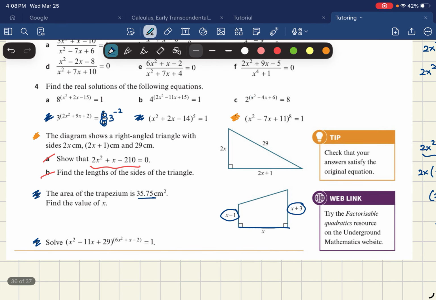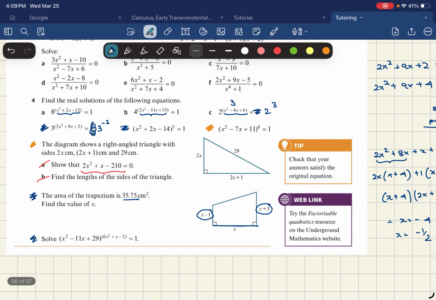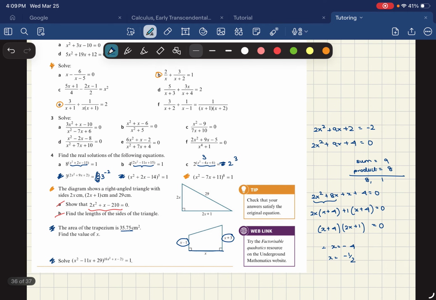So what about C? Well, 2 raised to what power gives you 8? Well, that is 3. So 8 is 2 to the power 3. So you just want to solve for x squared minus 4x plus 6 is equal to 3. 4 to the power, what power gives you 1? Well, 0, right? 4 to the 0th power gives you 1. So that is just what they're asking. And it's the same for 4a as well. So I think you are very capable of solving these questions on your own. So let me just leave these for you to do.